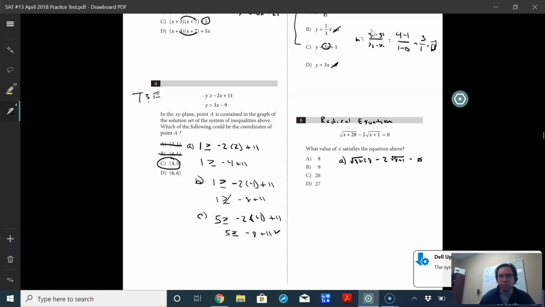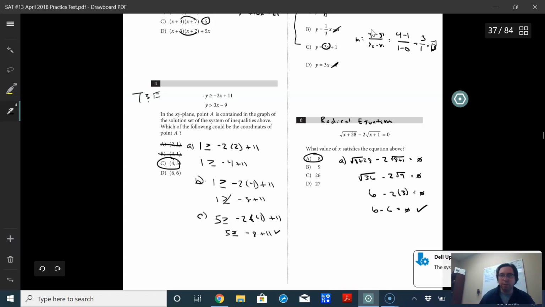All right, so let's simplify these now. So now we have the square root of 36 minus 2 times 9 equals 0. And from that, we can now simplify these. The square root of 36 is going to give me 6 minus 2. The square root of 9 is going to give me 3, equals 0. When we finish this out, we get 6 minus 6 equals 0, which is indeed true, and that makes the answer choice A correct.